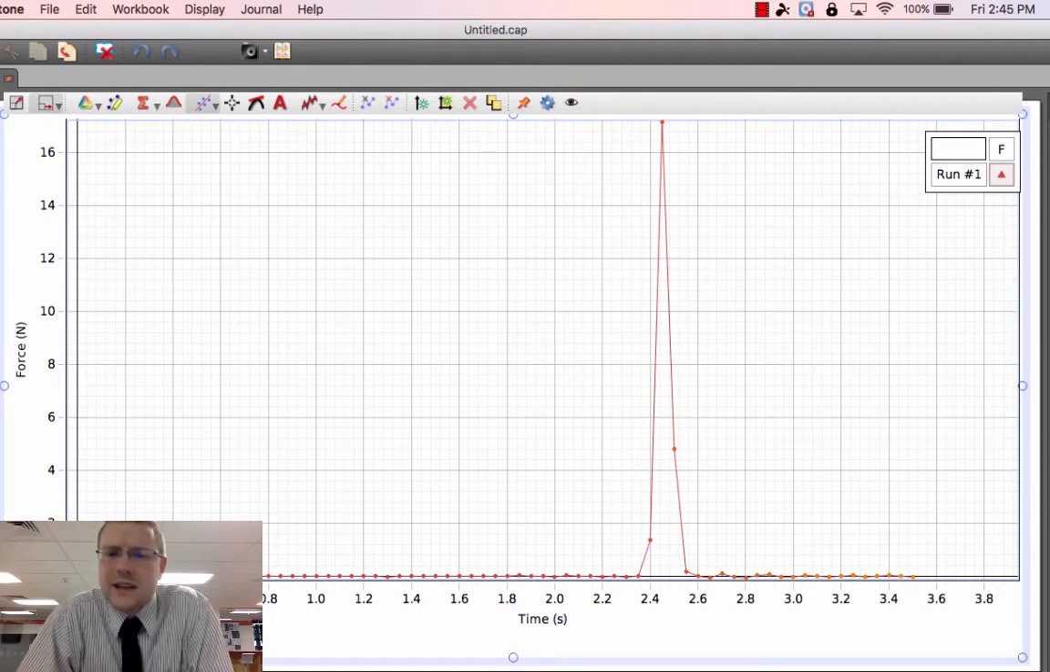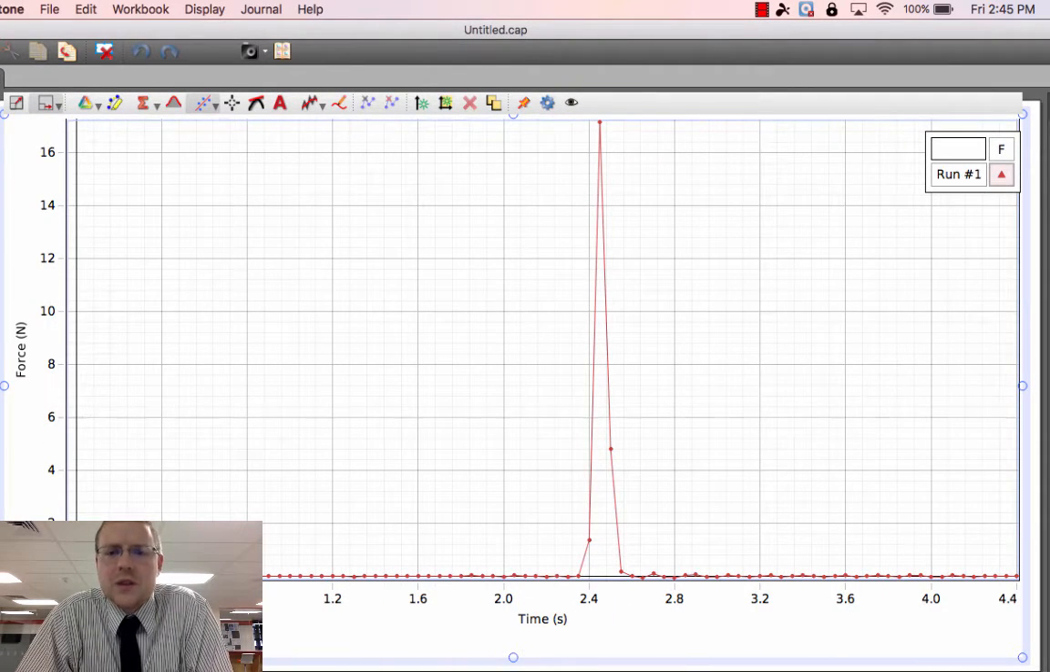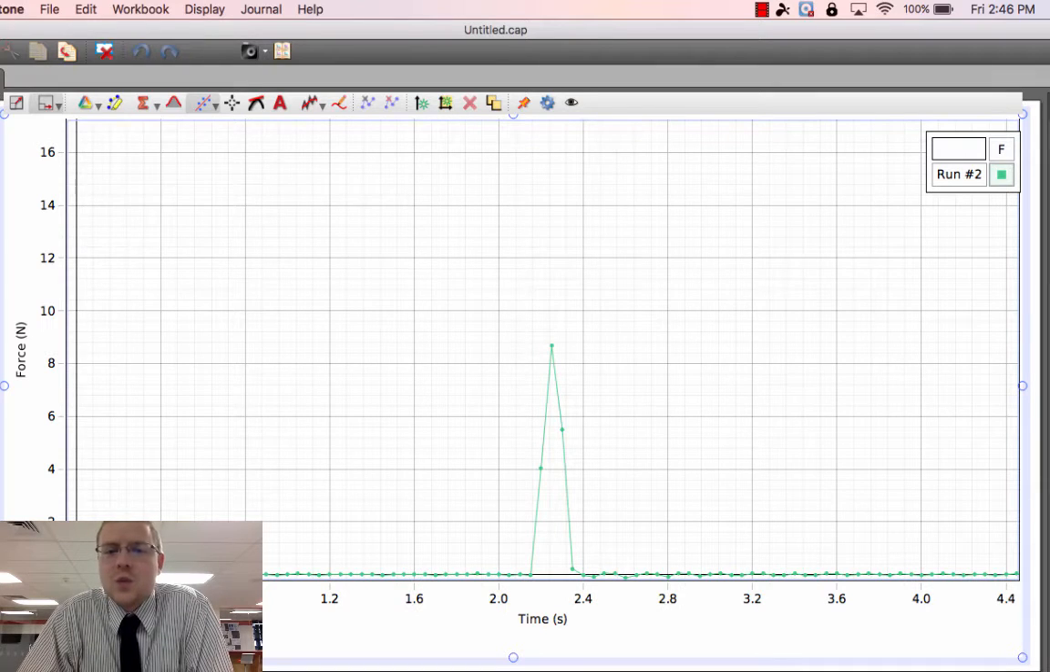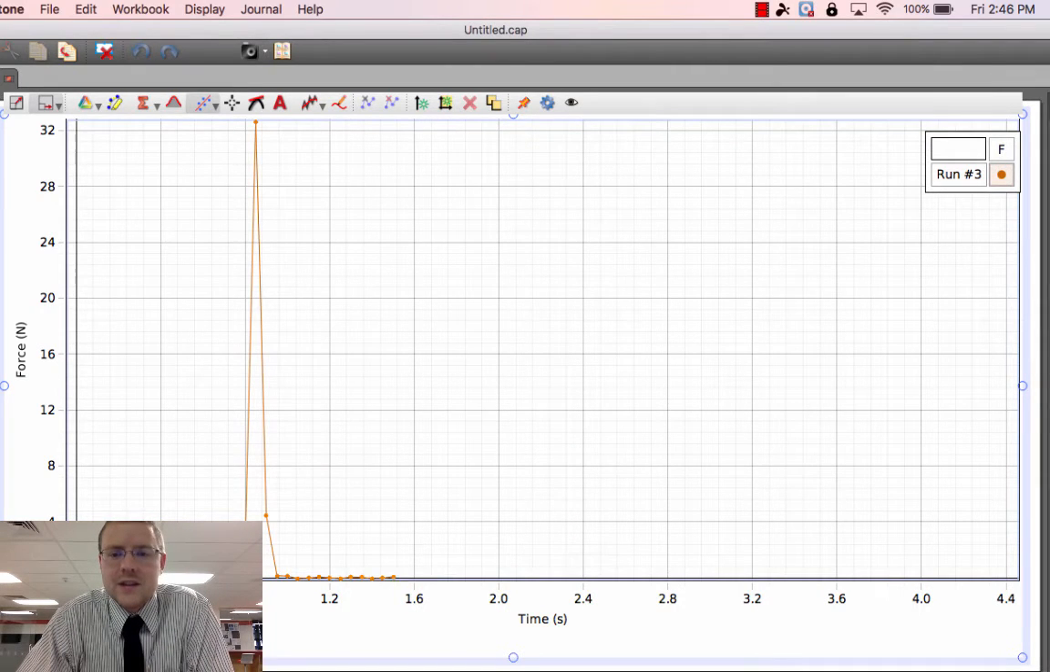Ooh, and a gigantic spike right there. Let's watch that again. No force, spike. That spike is when the cart hits the spring. When the cart hits the spring, it imparts a really large force.